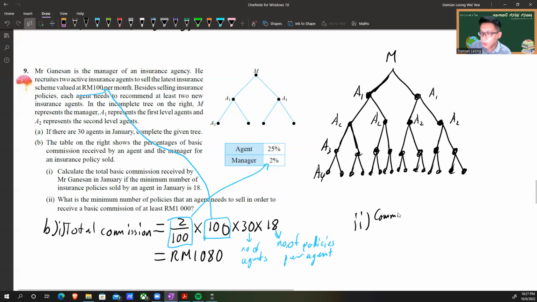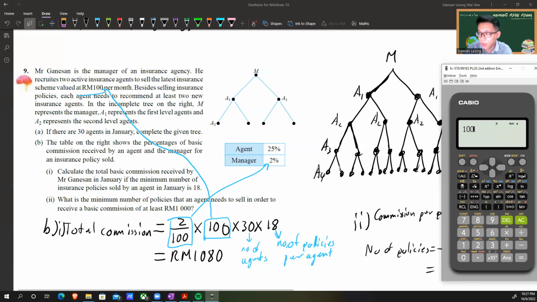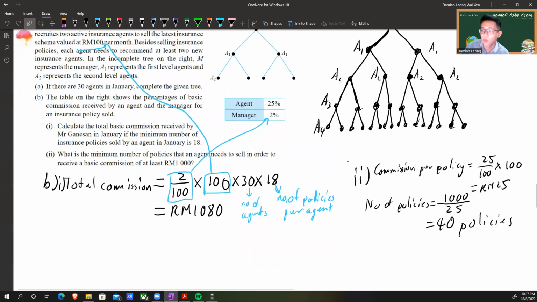So let's count the commission per policy. I just count 25% times 100 ringgit, which is 25 ringgit. Each policy they earn 25 ringgit. So the number of policies will be 1,000 ringgit divided by 25 ringgit. How many 25 ringgit to get 1,000 ringgit? That is 40. That's why the minimum is 40 policies. That's how it works. That's question 9.